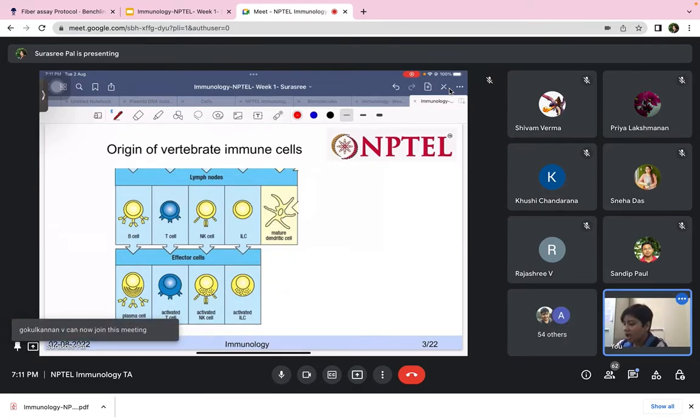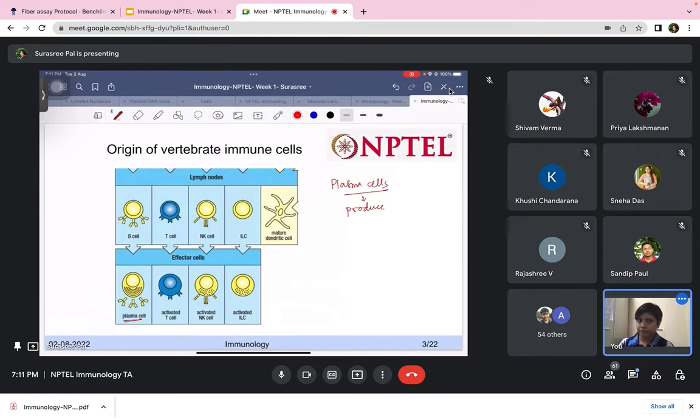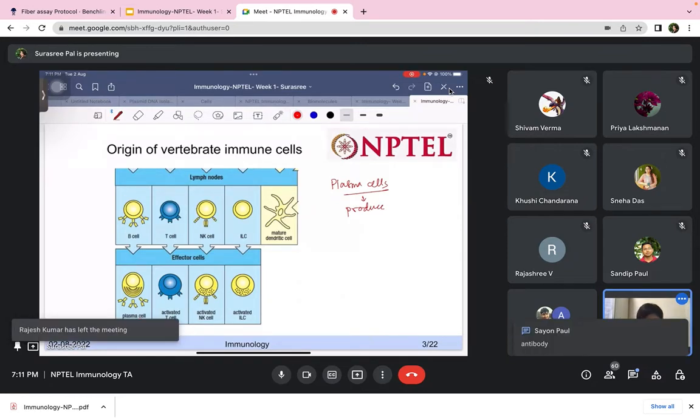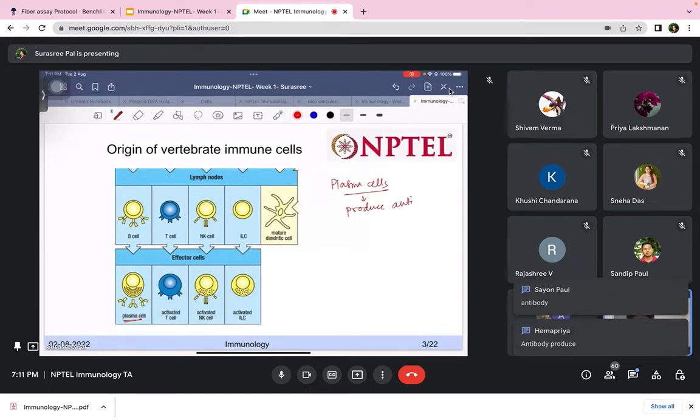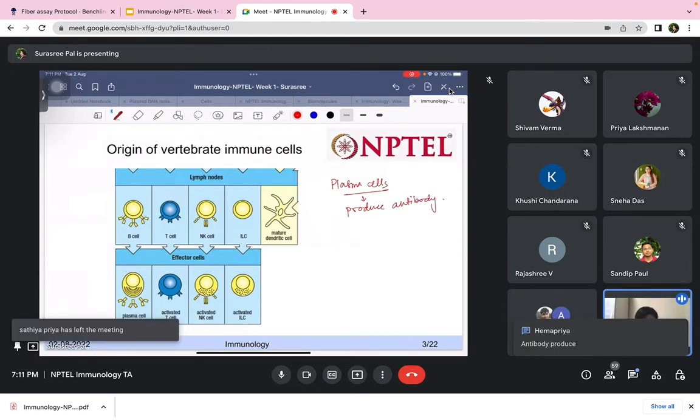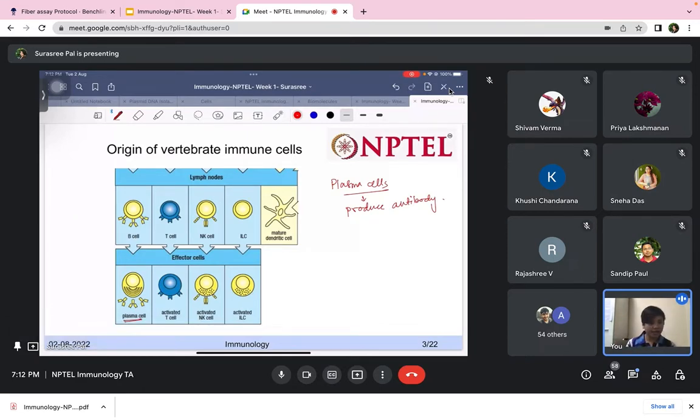So from B cell, you can see plasma cells are produced, and plasma cells are the cells which produce, anyone knows what is the role of plasma cell? Yeah, right, you are right, Shayan. Plasma cells produce antibody. Yes, Himapriya also, you are right. So plasma cells are the effector cells of the lymphocyte arm or the lymphoid lineage of the immune cells, which can produce antibodies.